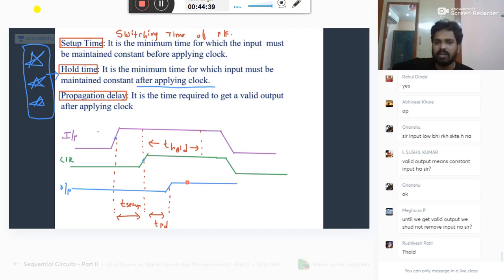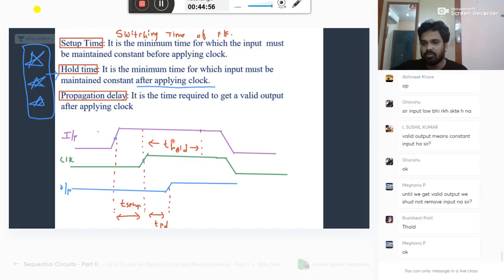It need not be magnet. It depends. You should keep the input from here to here. From where to where? From input to, that is T setup and T hold you should maintain. Your input should be maintained for T setup and T hold.